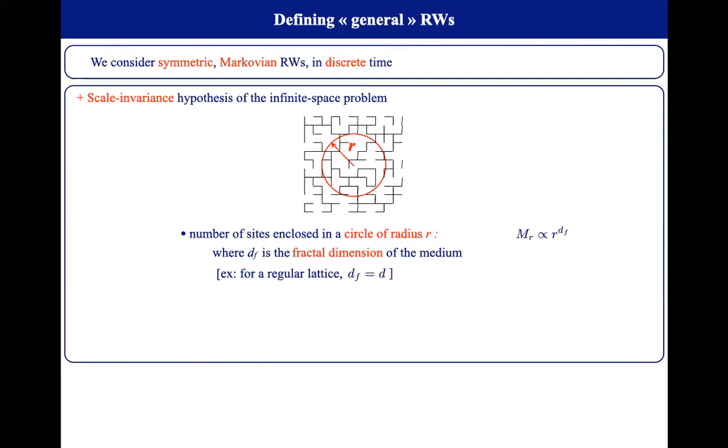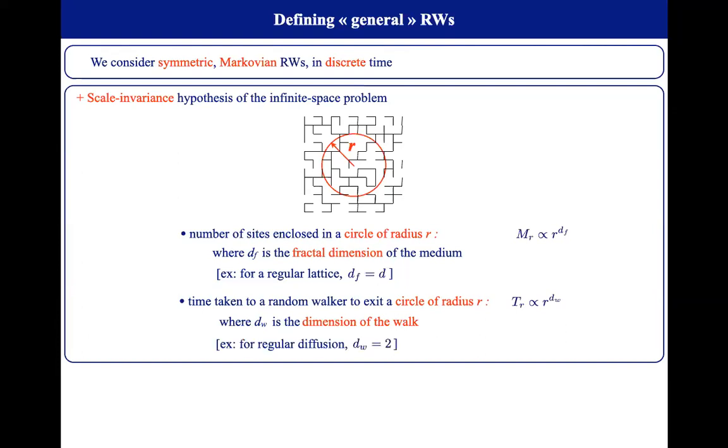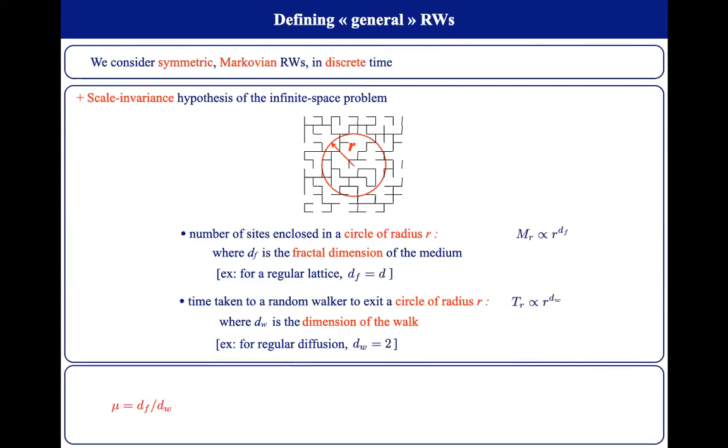If we consider a Euclidean regular lattice, this is simply the Euclidean dimension, a purely static quantity. Now we put a random walker at the origin of the circle and we ask a dynamic question. How much time does it take this random walker to exit the circle by any point of the circle? If this time behaves like a power law, this defines the dimension of the walk, dW. For instance, for regular diffusion on a regular lattice, dW is equal to 2. With these two dimensions, you can construct the ratio mu = dF divided by dW.